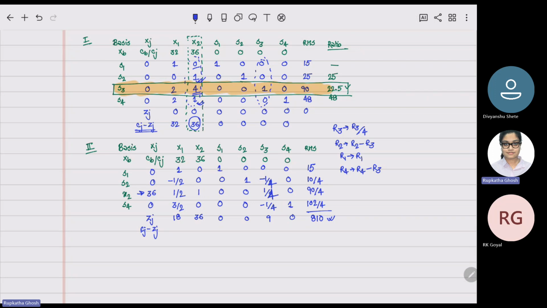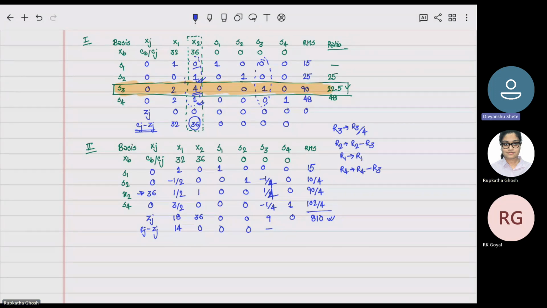So now your Cj minus Zj is 32 minus 18, 14. Now you have converted this to 0, 0, 0. This shall be 0 minus, minus 9. 9. That is what I was thinking. This shouldn't be minus 9, right? This should also be 0.